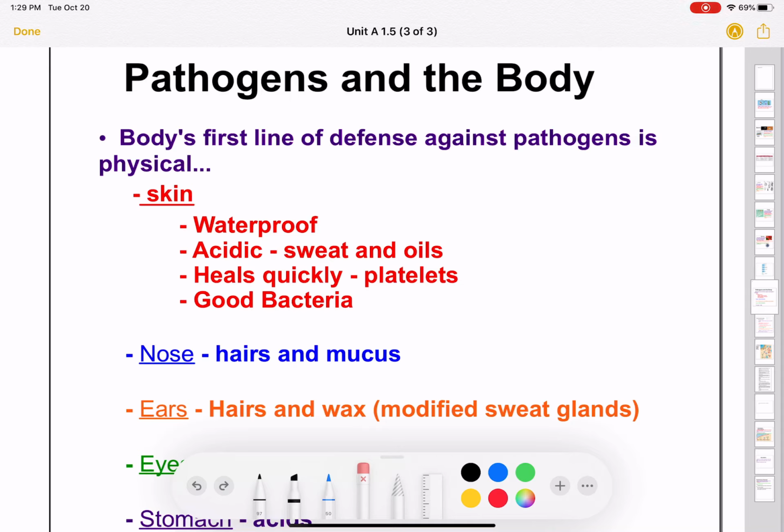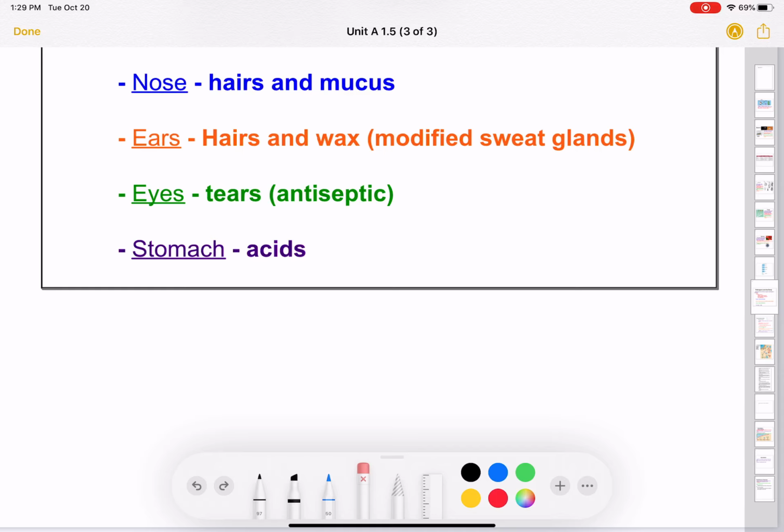We have our nose. In our nose, we have hairs and mucus that will stop stuff from getting through. In our ears, we have hairs as well, and we have wax, which is a type of sweat gland, to protect things from going in our ears. Our eyes have tears, so if something goes into your eye, it's automatically going to tear up to try and flush out whatever's getting into it.